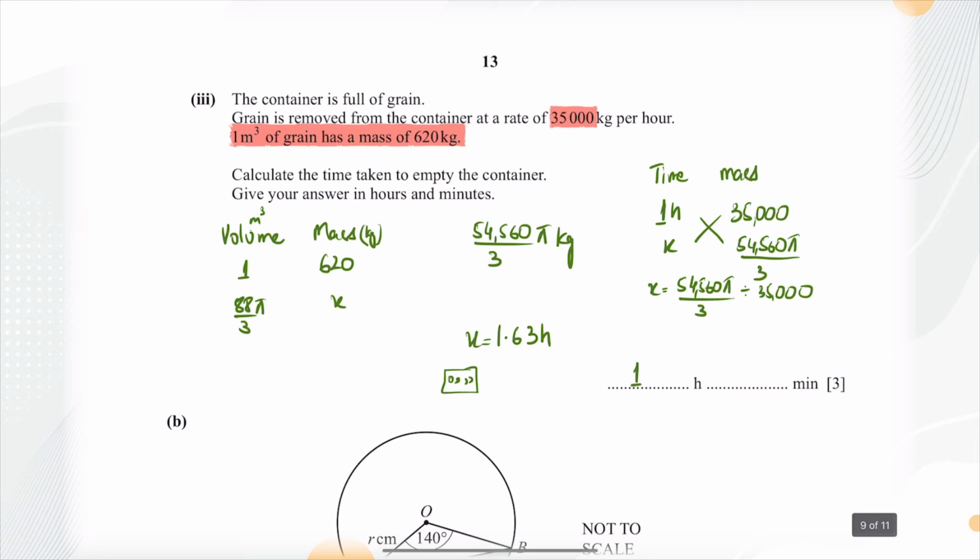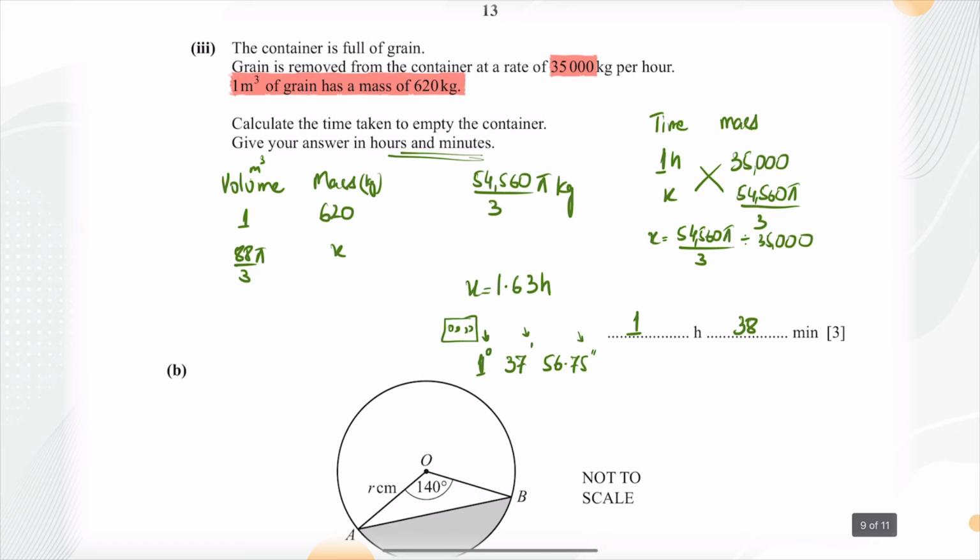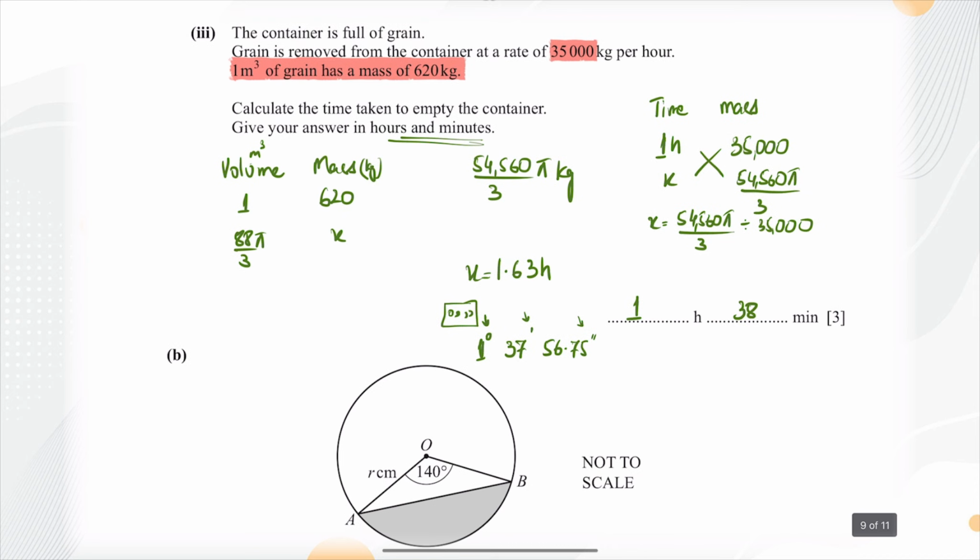So 1.63 is equal to 1 hour, 37 minutes, 56.75 seconds. This degree sign is for hours, the single apostrophe is for minutes, and the double apostrophe is for seconds. When we round this off correct to the nearest minute, what do you think it's going to be? 37 minutes or 38 minutes? 38. Why? Because it's 57 seconds, and you know that after 59, the minutes increase by 1. So here we have 1 hour and 38 minutes.